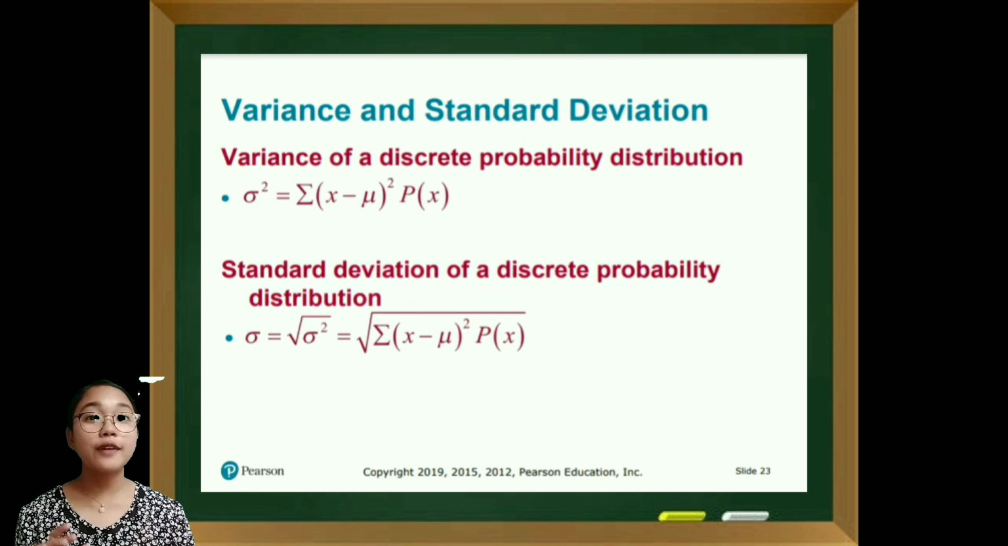Let's move on to finding the variance and standard deviation of a discrete probability distribution. Variance is denoted by a lowercase sigma squared equal to the summation of the quantity x minus mu to the power of 2 times the probability of x. While the standard deviation is denoted by a lowercase sigma equal to the square root of the summation of the quantity x minus mu to the power of 2 times the probability of x.